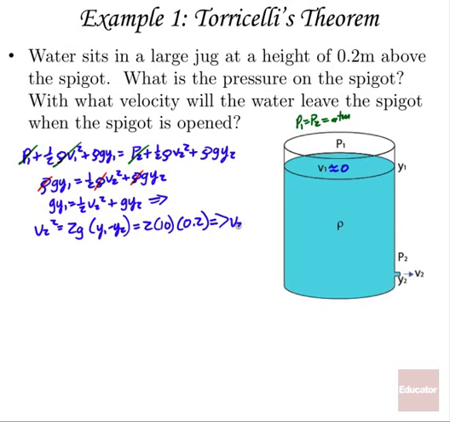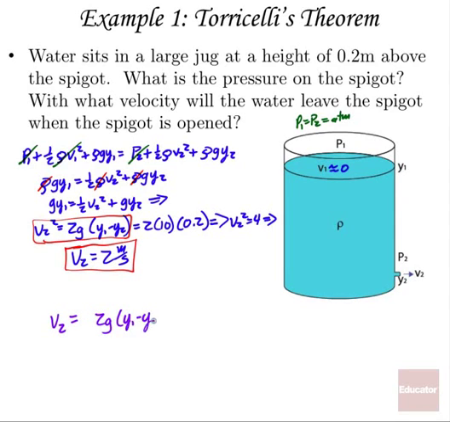So that implies that v2 squared is going to be equal to 4, or take the square root, v2 must equal 2 meters per second. And what we've really done here is we've derived what's known as Torricelli's theorem. This part right here, v2 squared equals 2g times y1 minus y2. Or, more commonly written, take the square root, v2 is equal to the square root of 2g times y1 minus y2. Calculating the velocity coming out of a container of liquid like this. Torricelli's theorem.